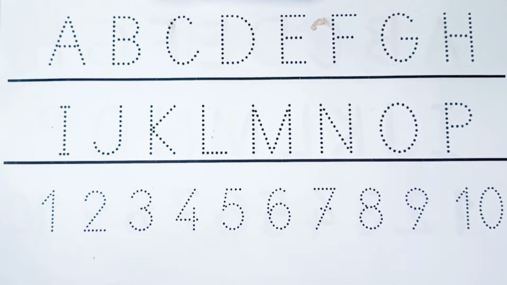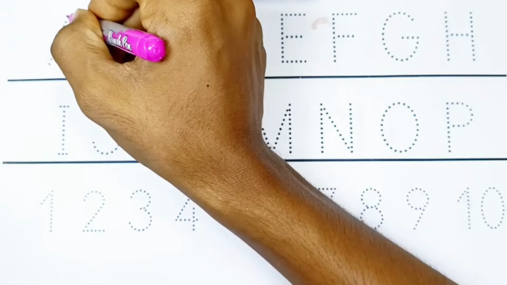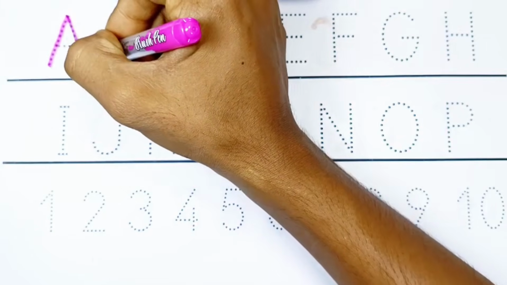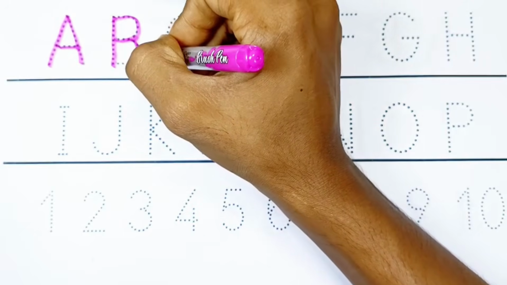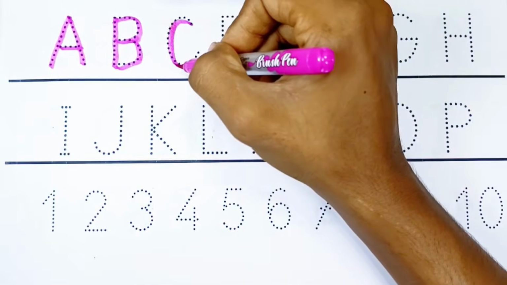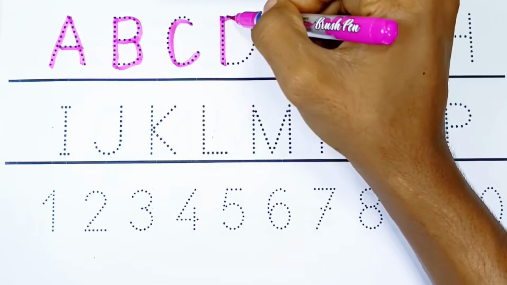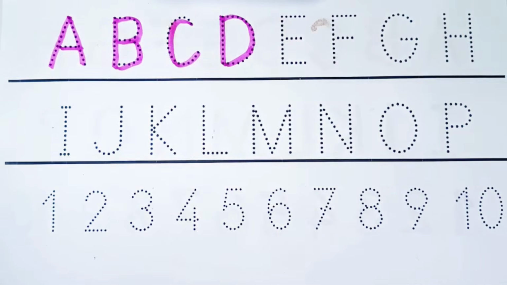So kids, now you draw A. A for apple. B for ball. C for cat. D for dog.